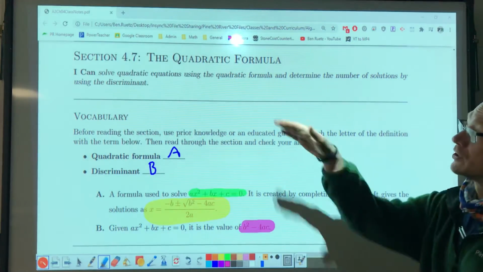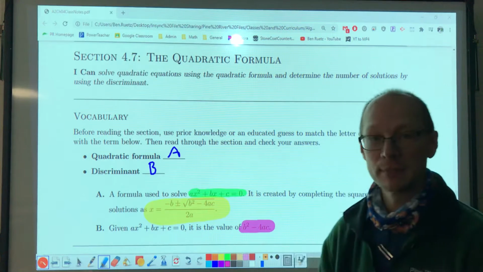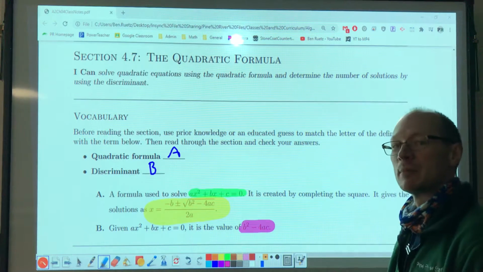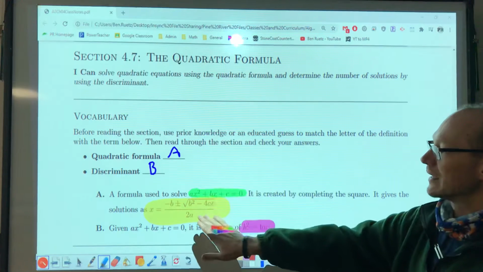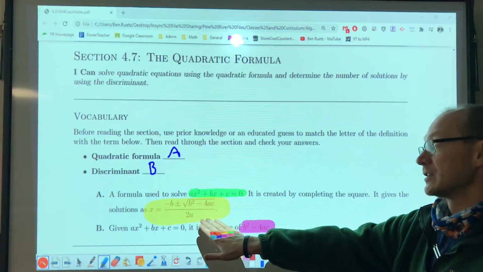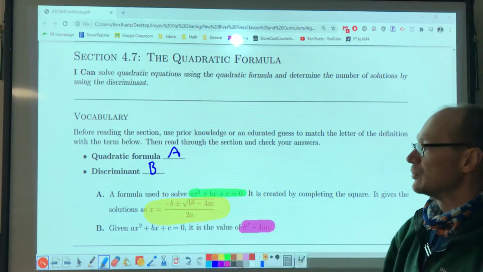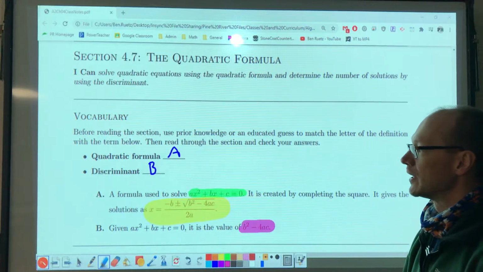We are on section 4.7, which is the quadratic formula. I believe that we have seen this formula before in Miss G's class a while back. It is highlighted here for you in the text. Sorry, it's not highlighted, it's highlighted in the video. But you have it right here on your packet of notes.